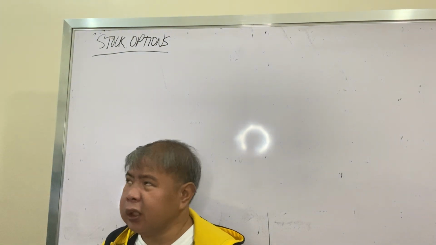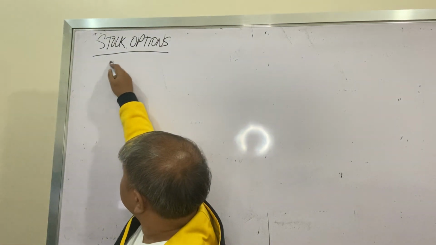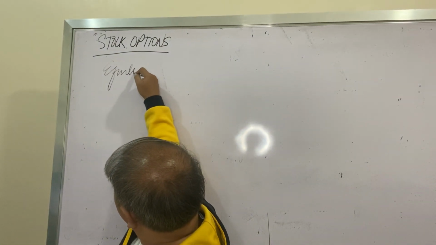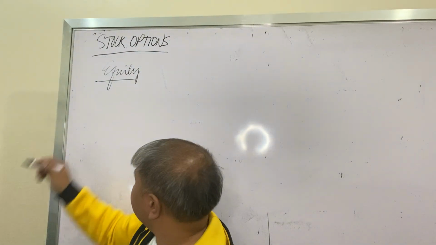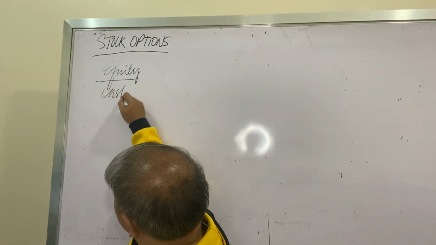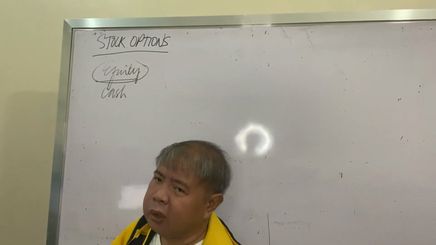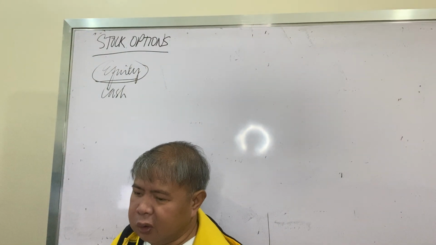Stock options can either be cash settled or equity settled, meaning it will be settled by issuing shares of stock, or settled in cash. Ito nga tayo sa equity. Okay. So how does it work?